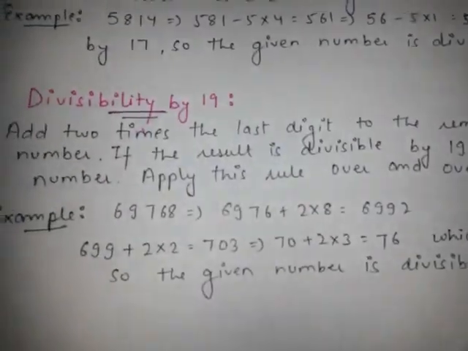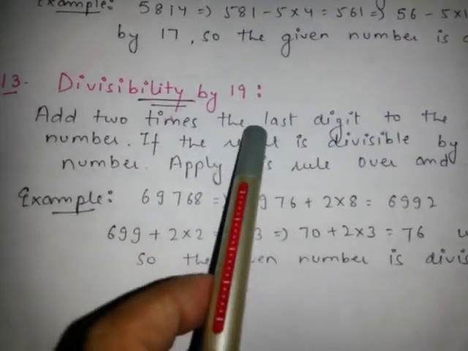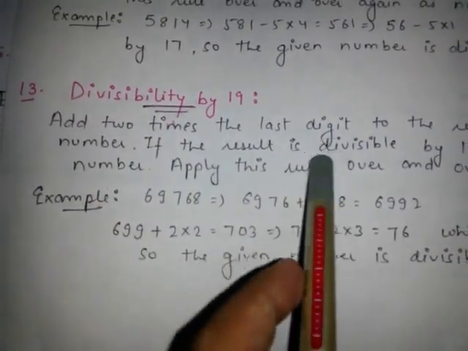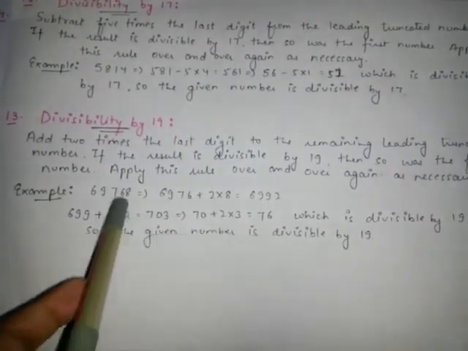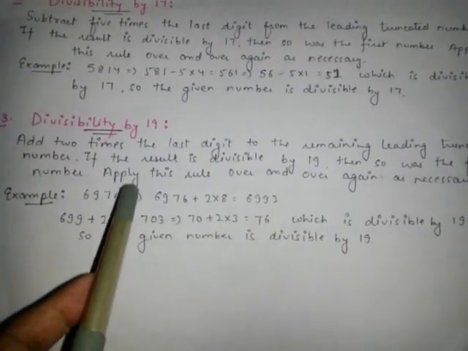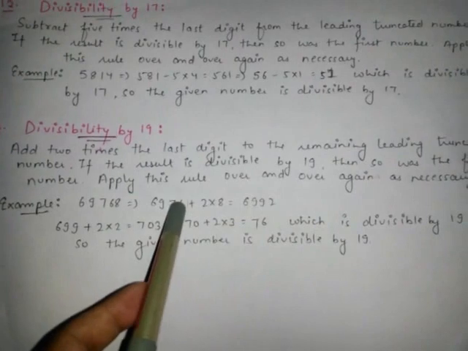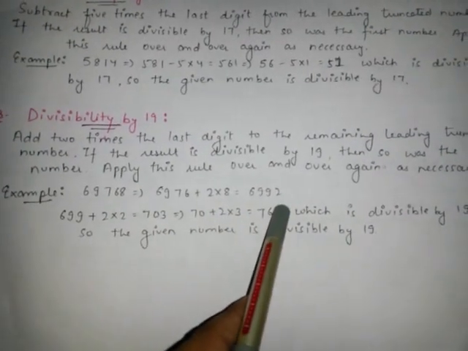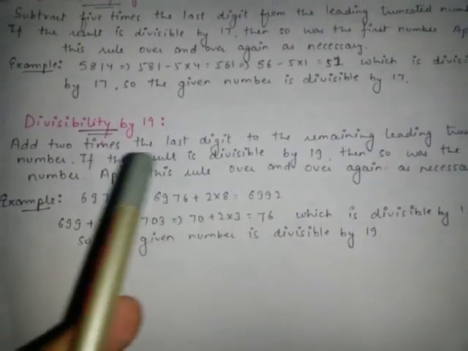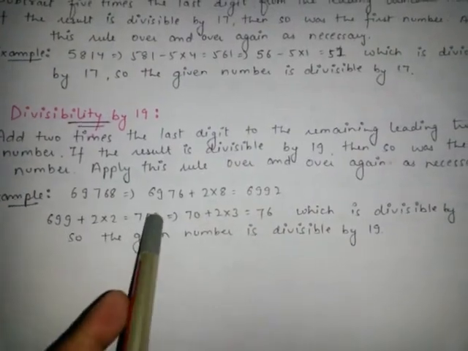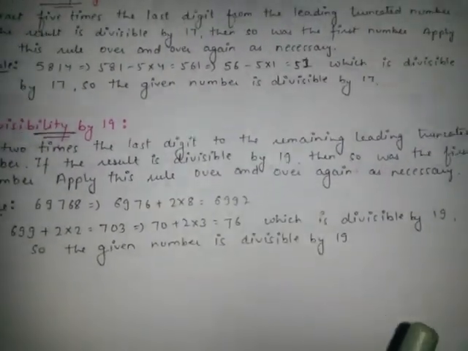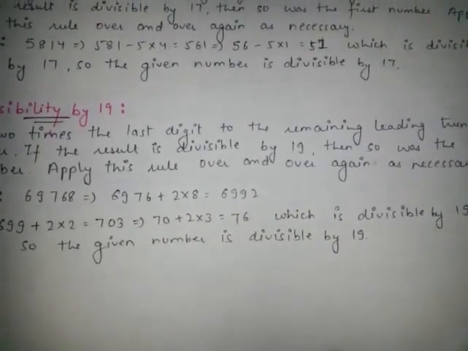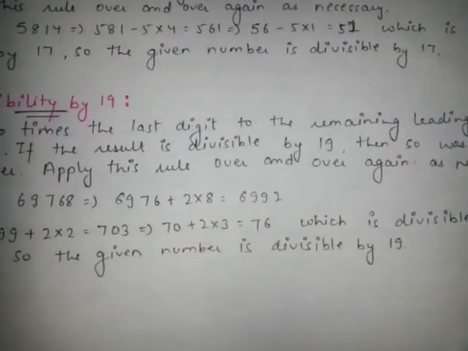This is our last case. For checking divisibility by 19, you have to add 2 times the last digit, which is 8. Multiply it by 2 and add it to the leading truncated number. We get this number. Do it again, we get 703, and do it again, we get 76, which is divisible by 19. So the given number is divisible by 19 also.